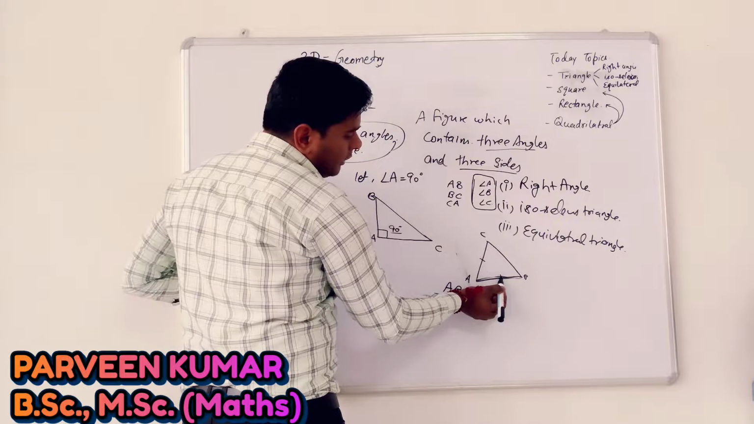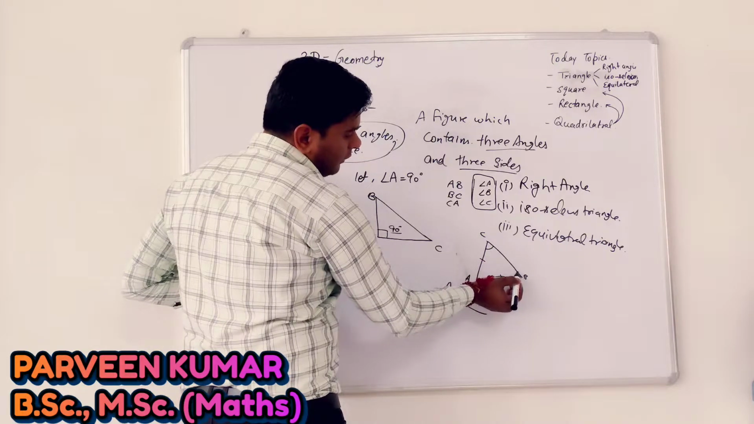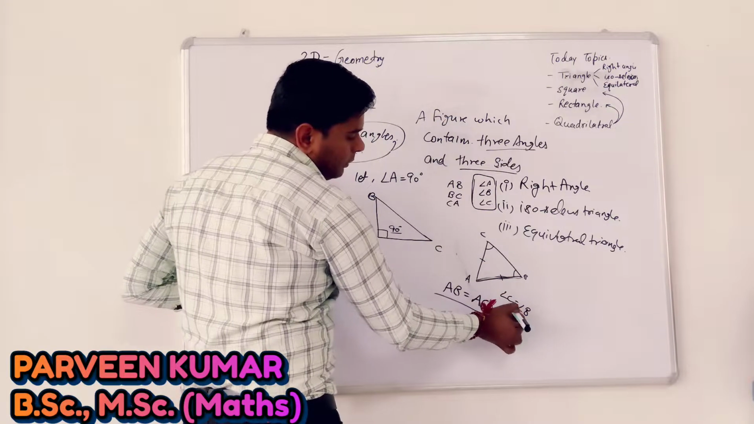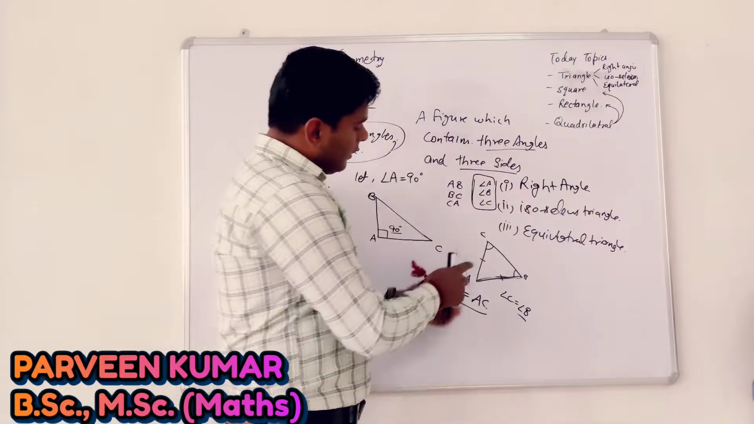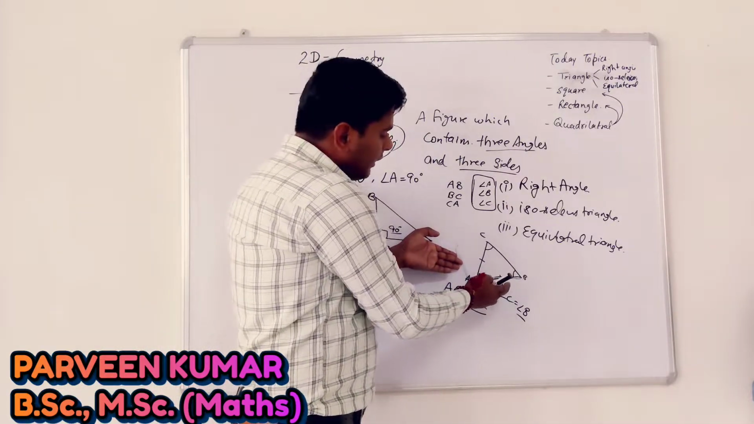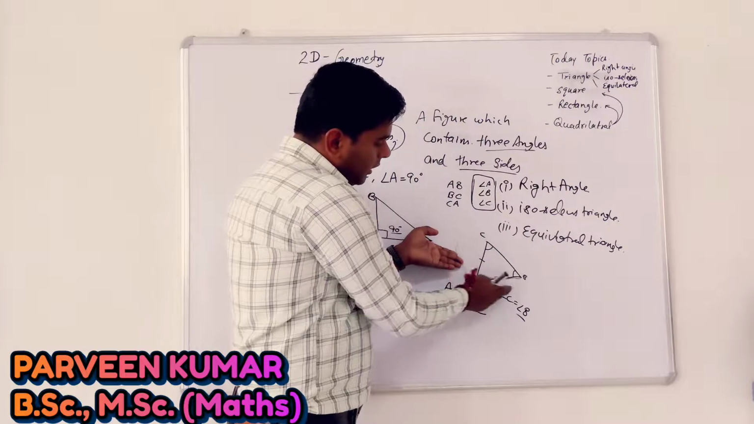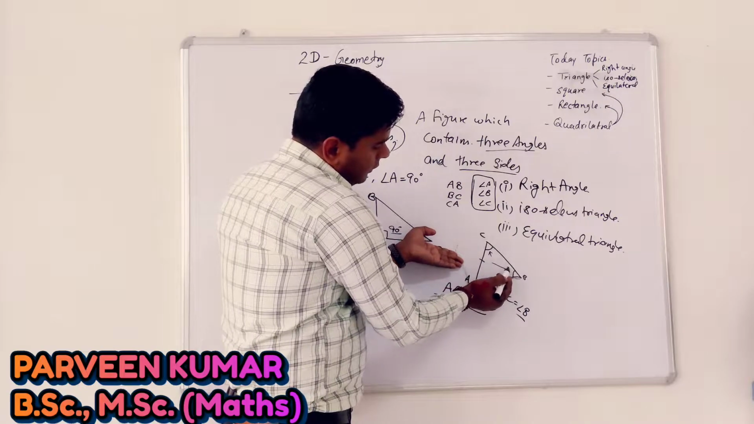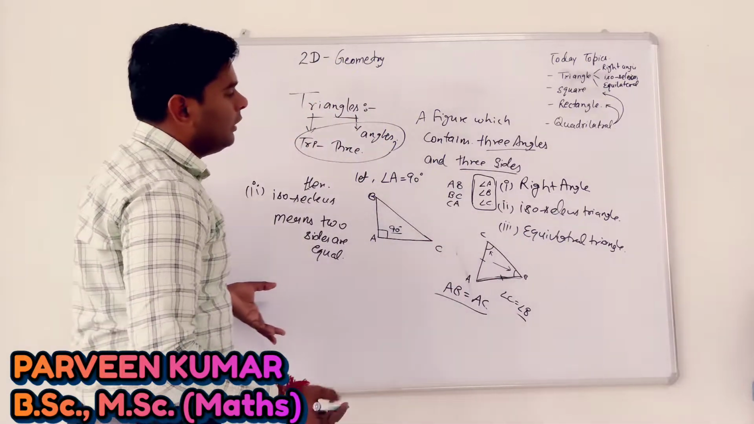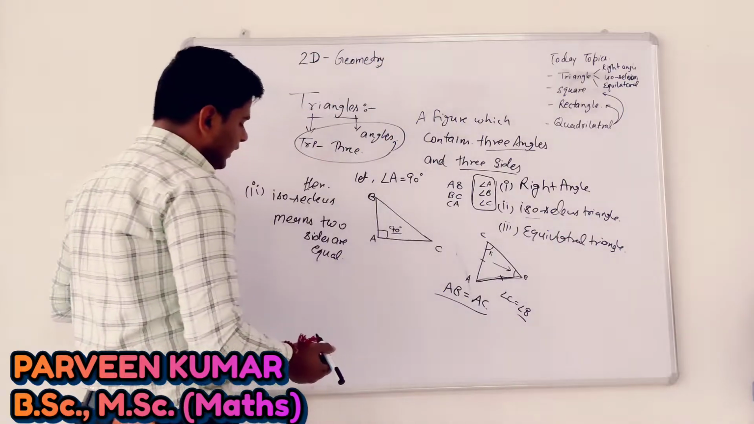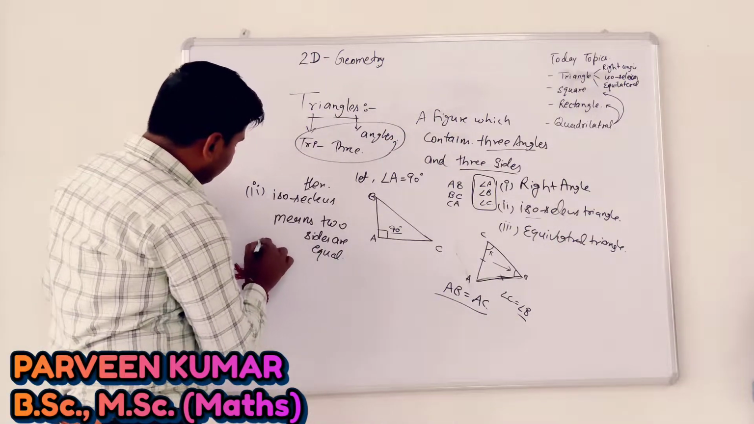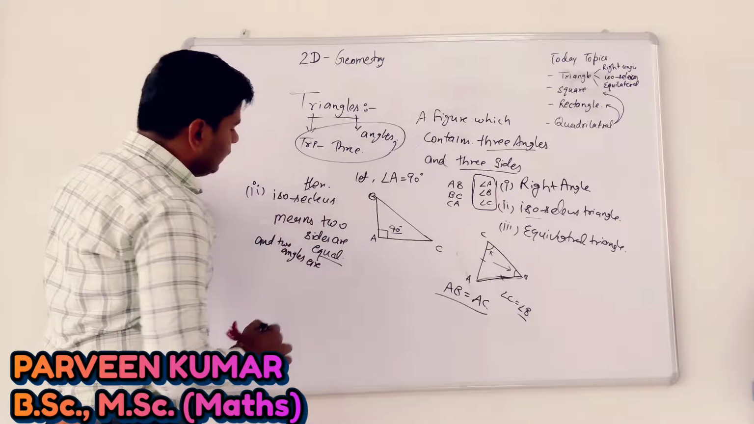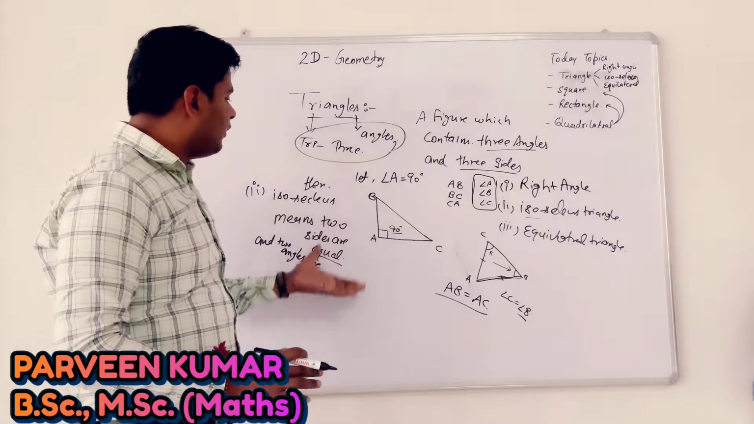Then the angles which are opposite to these two sides are also equal. Means angle C is equal to angle B. Here AC is equal to AB, then the angle opposite to AB and the angle opposite to AC are equal. So it is known as an isosceles triangle. We can say that two sides and two angles are equal.